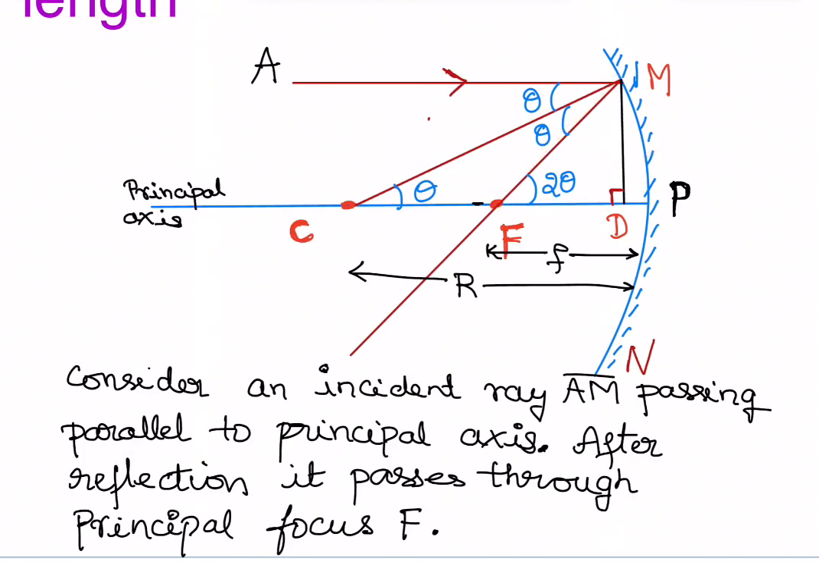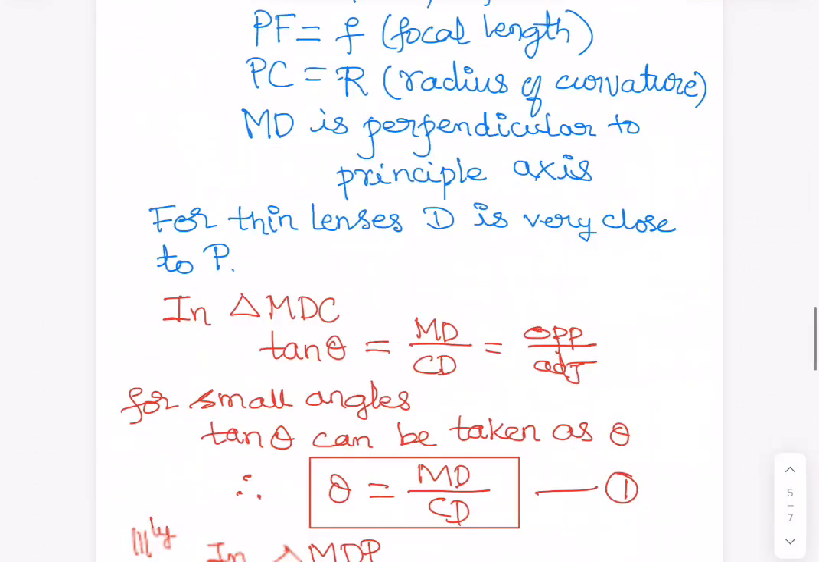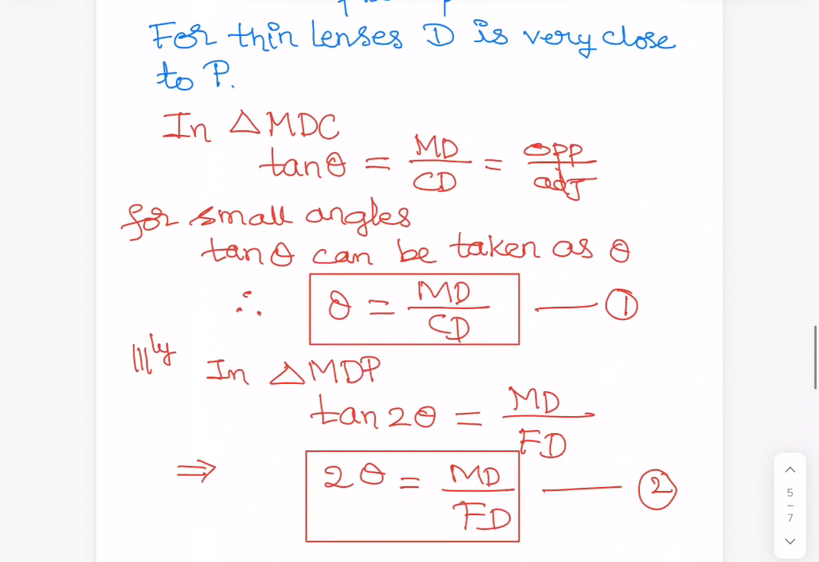So AM is moving parallel to the CP, and if this angle is theta, this is also theta, alternate angles. And again, because these two lines are parallel, if this angle is 2 theta, this is also 2 theta. So that you should remember. And yes, for thin lenses, D is assumed to be very close to P.